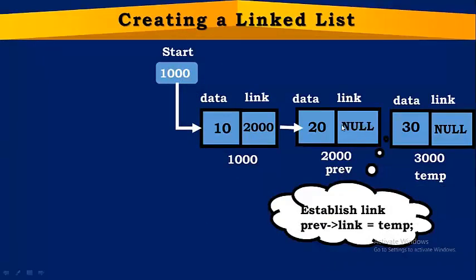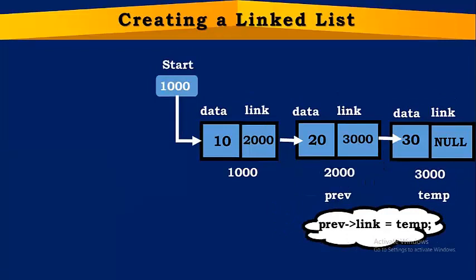Previous of link, which is null, should be replaced by the value of temp, that is 3000. So previous PREV arrow link is assigned with temp. Okay. In this way, in place of null, you store 3000 and the link gets formed.